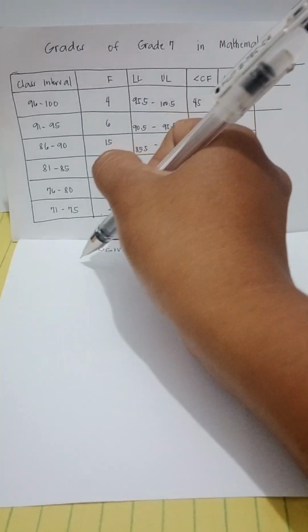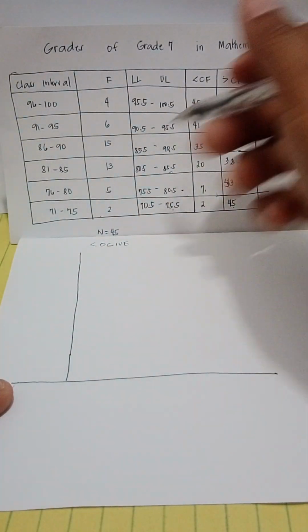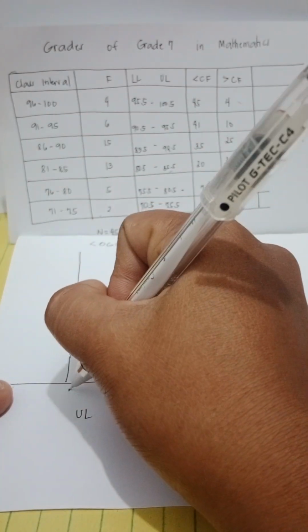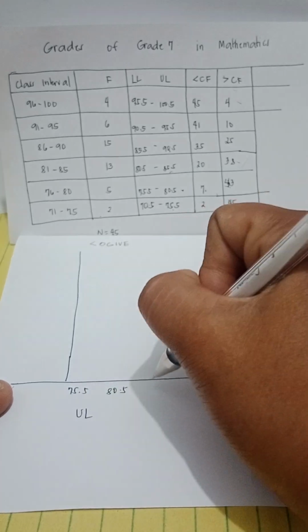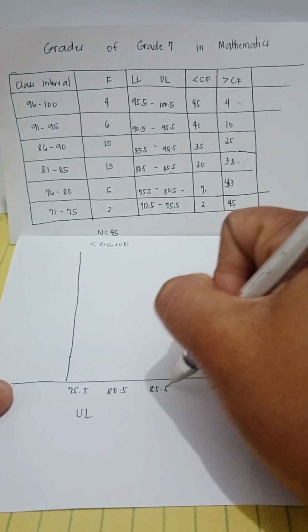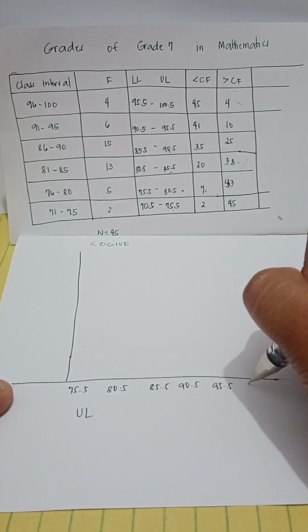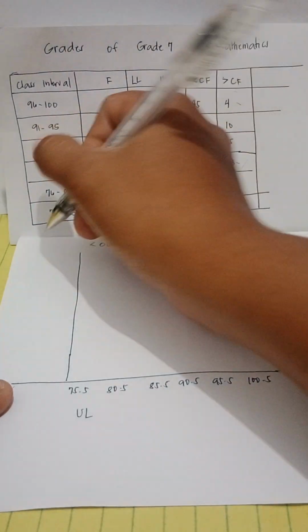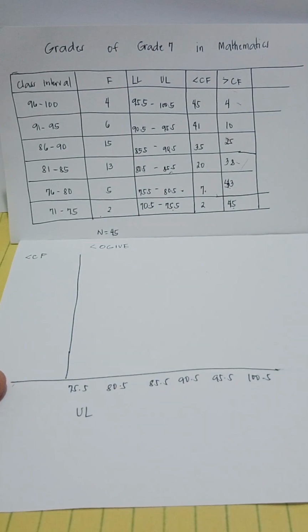In constructing the graph of less than ogive, what are we going to write in the rows? The upper limits, which are 75.5, 80.5, 85.5, 90.5, 95.5, and 100.5. For our frequency, we're going to use the less than cumulative frequency.